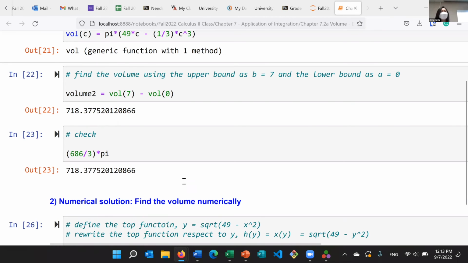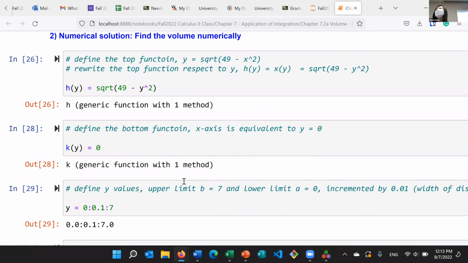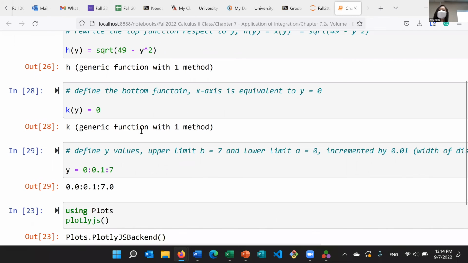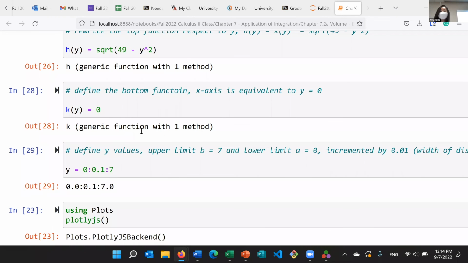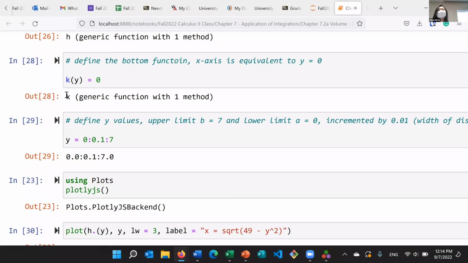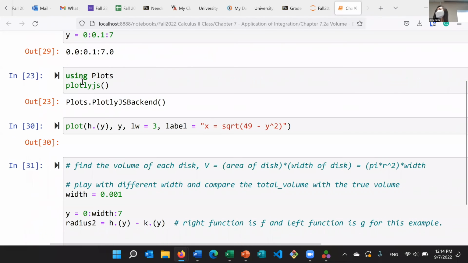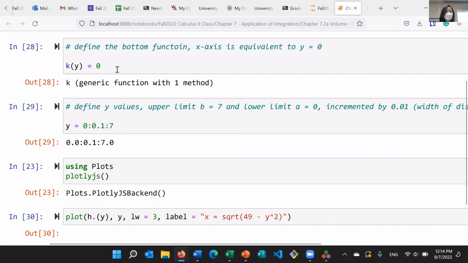So now let's look at it numerically. If you want to do it numerically, what do you do? You define your radius. What's your radius? Square root of what? 49 minus y squared. Okay, and then k0 is just a 0, and here's a 0. You're looking at y between 0 and what? 7. And you're going to use Poly JS. Let me just run it.